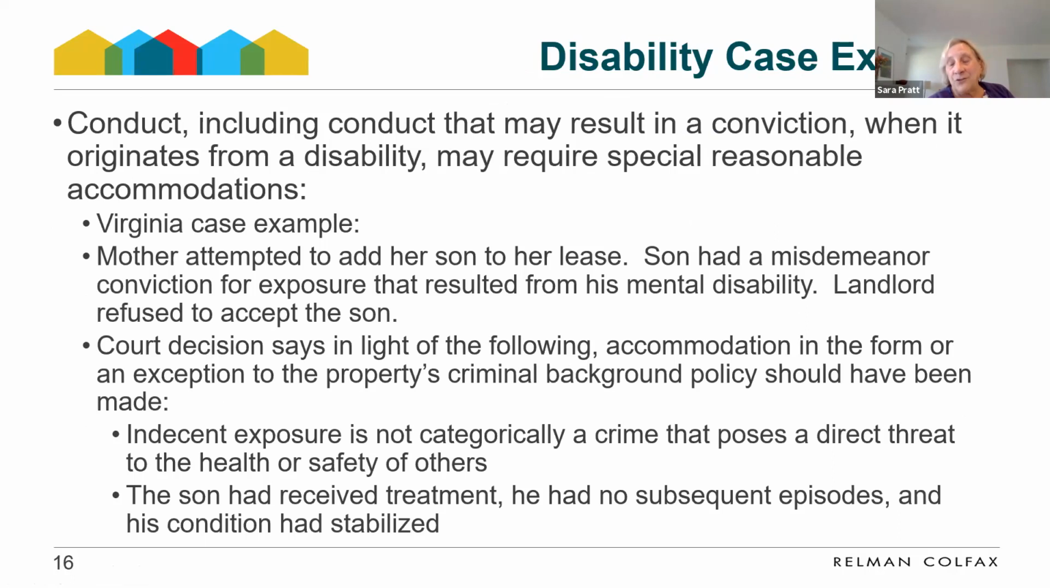I will say the disability case example that also comes from Virginia was where a mom was trying to add her son to the lease on her apartment. She was a perfectly good tenant. The son had a mental disability, and he had a misdemeanor conviction for indecent exposure. And the landlord turned the guy down.